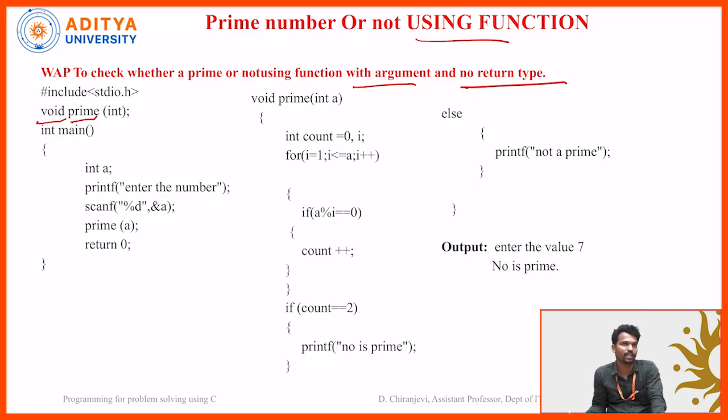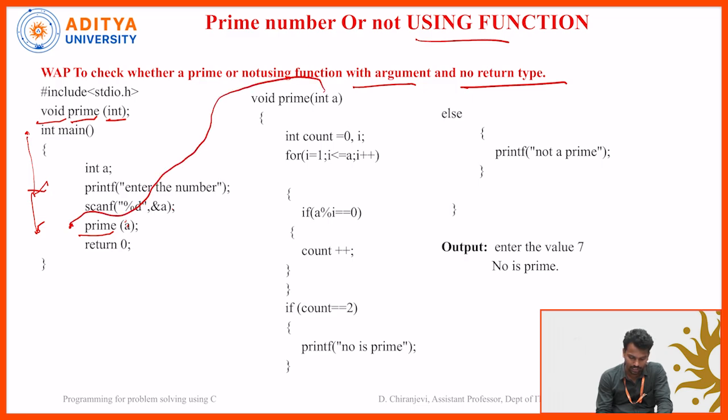So one argument I need to pass, so I passed as int. Then one number must be in the main function, so program execution will start here. The user reads the a value, then in the next line the user calls the prime function. When the user calls the prime function, the value which you read in a goes to this function and reaches this a value. So the a value will be passed to a.